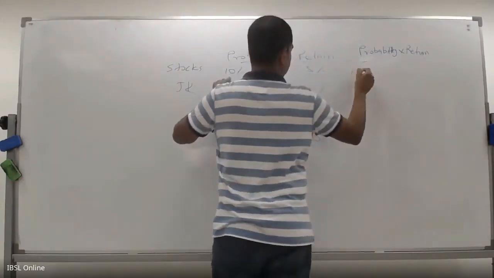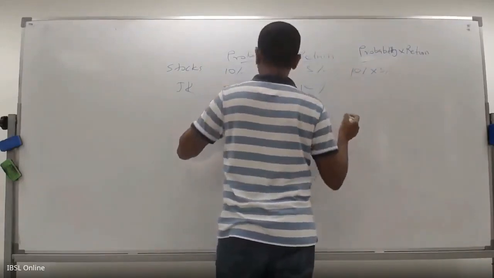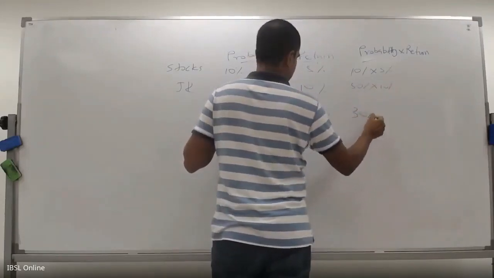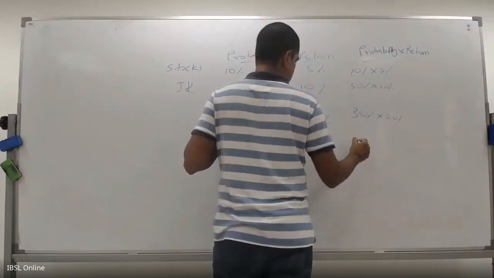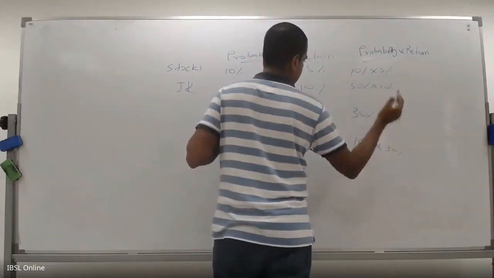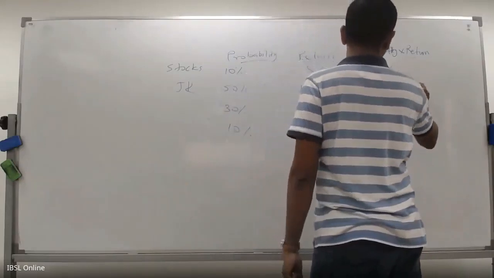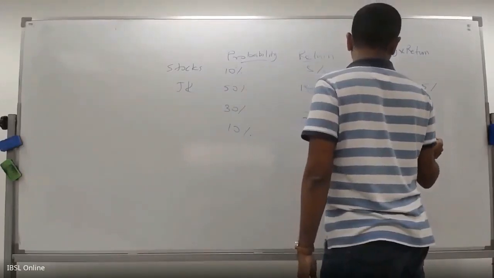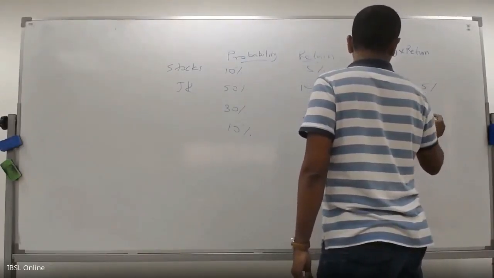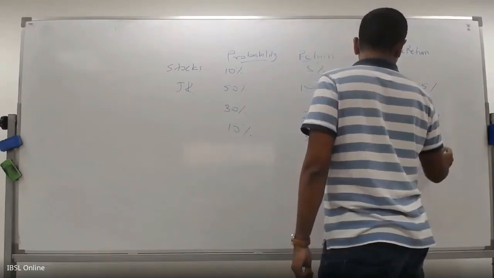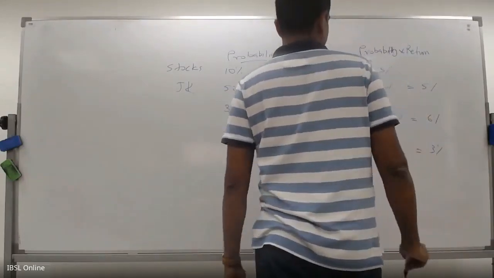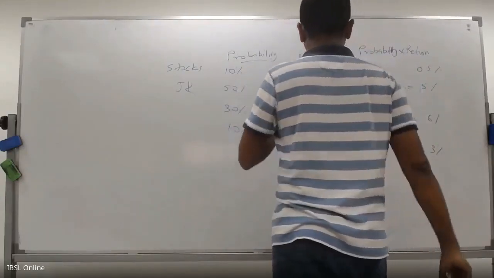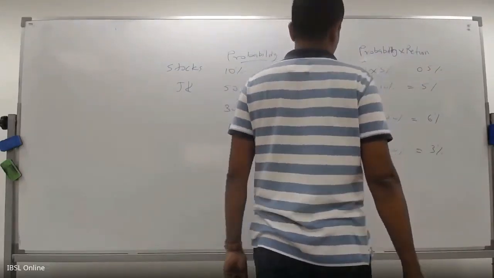So it's 10% into 5%, 50% into 10%, 30% into 20%, 10% into 30%. This is 5%. This is 6%. Here you have 3%. (0.5%). Right.